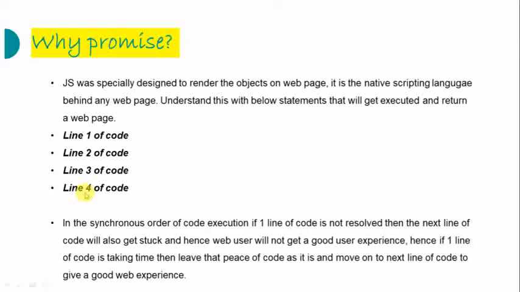So just to avoid it, line 3 promises you to return a value, but meanwhile you carry on with the other lines of code so that the end user can get a good user experience on the web page. Later it may give you the value or may not give you the value, but it promises you that if it is resolved, then it will give you a value. So this is why it doesn't execute in a sequential manner, it executes in an asynchronous manner.